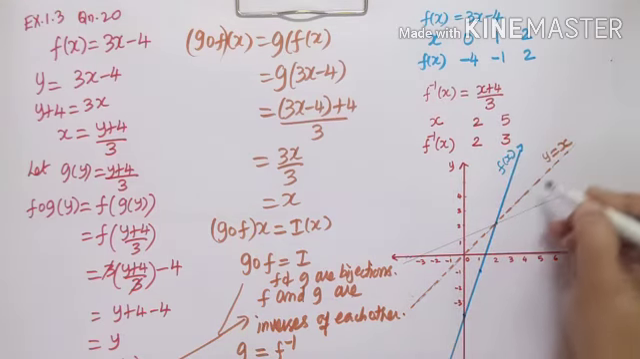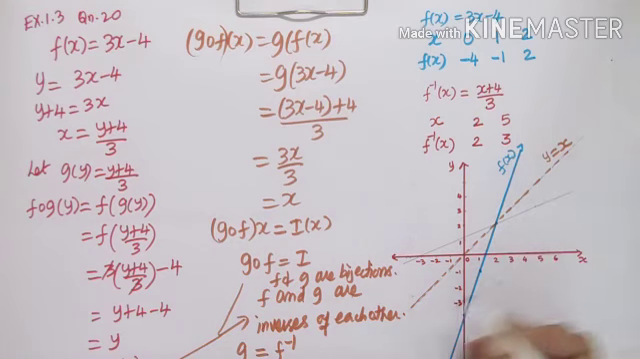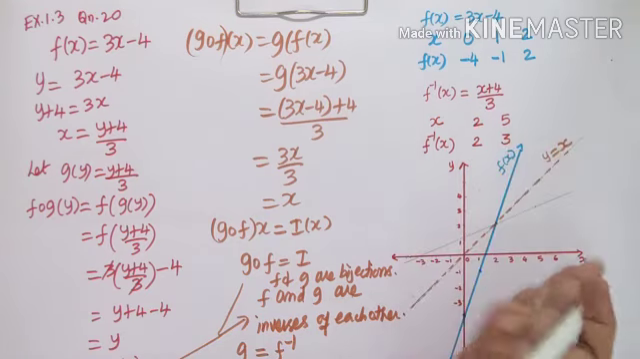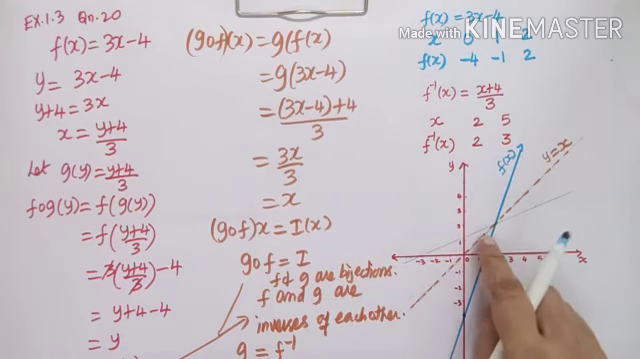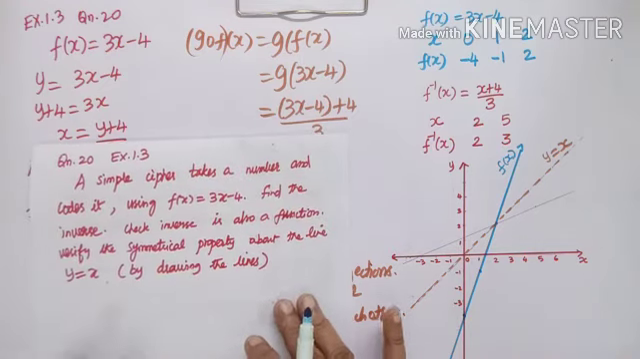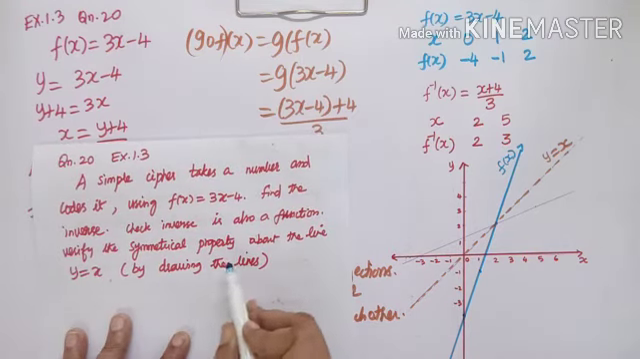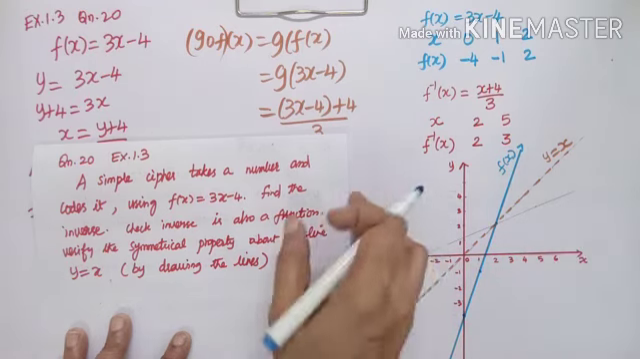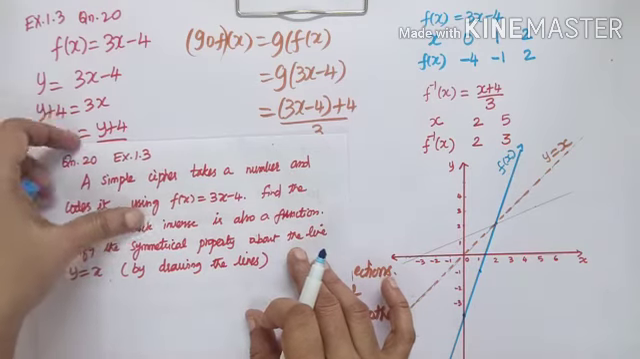The dotted line tells me y equals x. What is y equal to x? That is a middle line in between the x and y axes. 1, 1, 2, 2, 3, 3, 4, 4, like that it will go, and that is the line y equals x. My question is, I want to show the symmetrical property about the line y equal to x. So I want to draw the two lines and check whether they are symmetrical about this line.